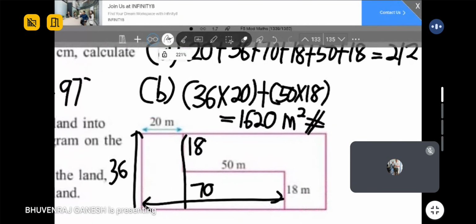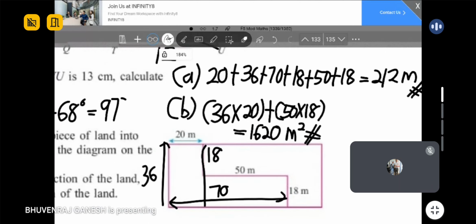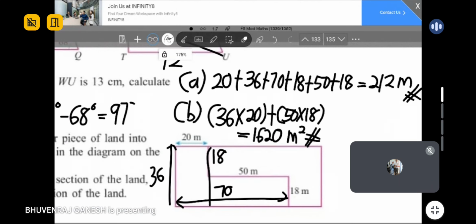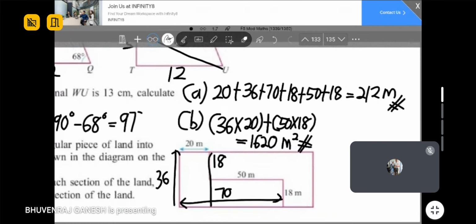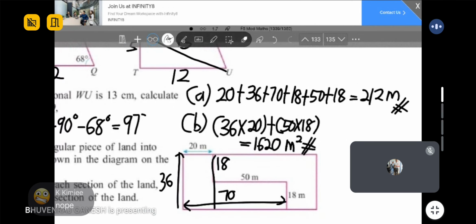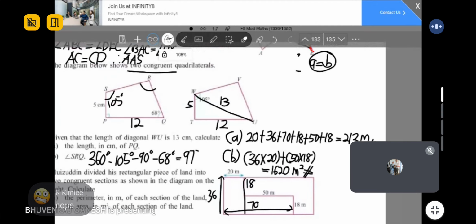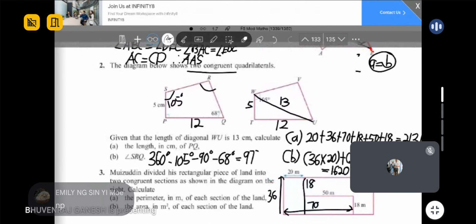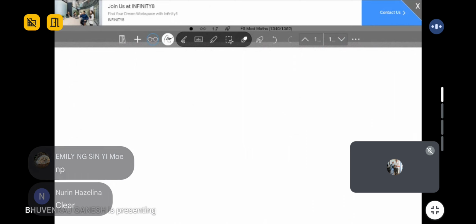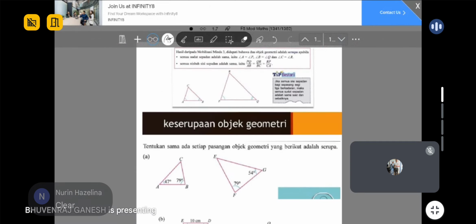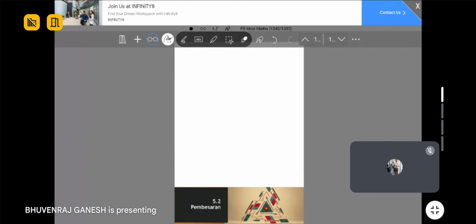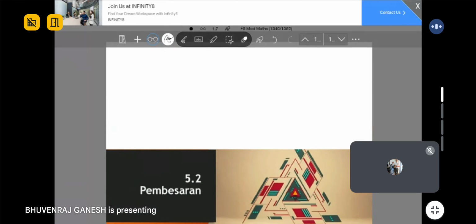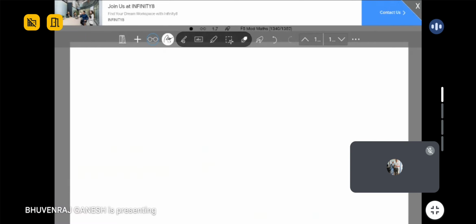So everyone clear over here? Semua crystal clear tentang 5.1 kekongruenan? Any problem on this part? If no problem, you just comment no problem. Okay, no problem. We will go on to the next subtopic lah. Very good. So next subtopic, we will talk about enlargement. So before we start, let me talk a bit to you about enlargement, pembesaran.